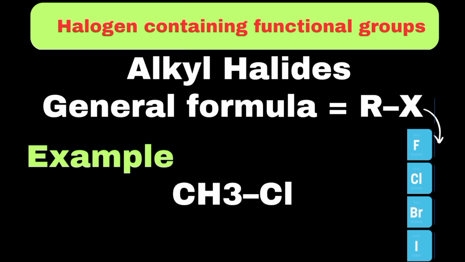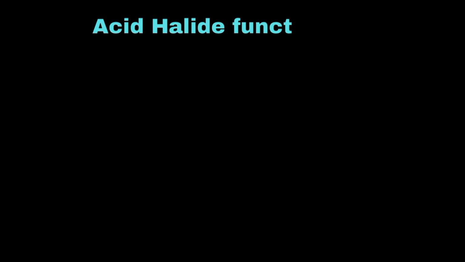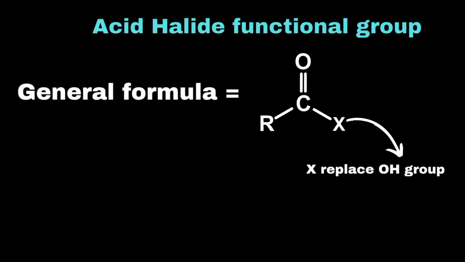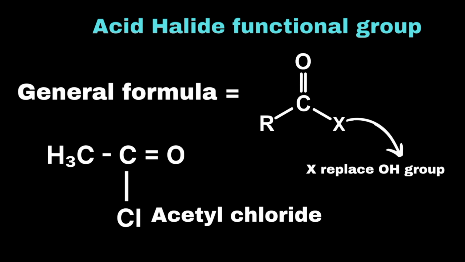Next, we will move towards the acid halide functional group. Its general formula is RC=OX. We must remember that the acid halide functional group is formed by removing the OH group in the carboxylic acid group and replacing it with a halogen group. To make it clear, we can take the example of acetyl chloride.